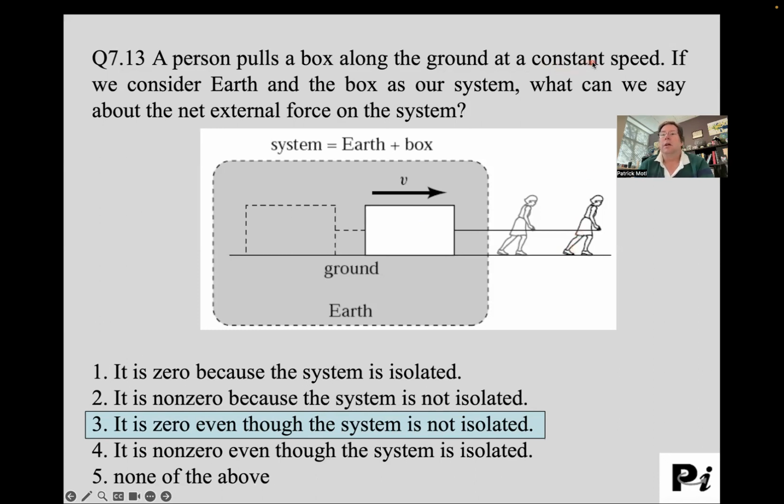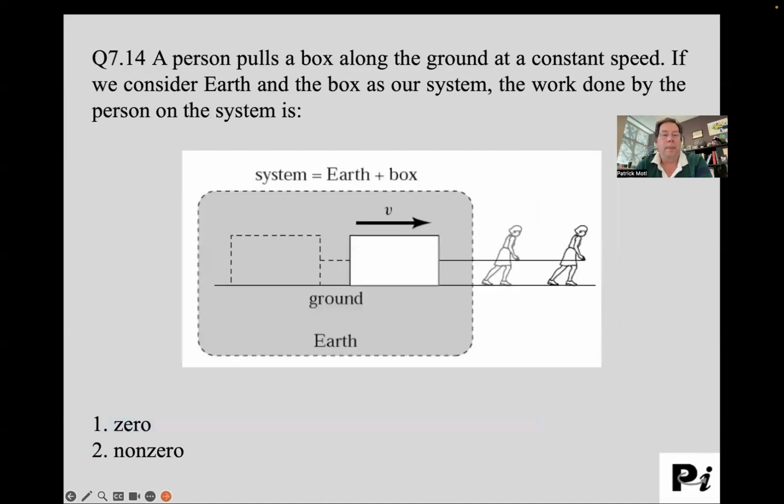Because it's at constant speed, we have Newton's first law on equilibrium. But what is also true is that, because of Newton's first law, the net force is zero, but the system is not isolated because this person is acting on the system. And we'll see why that's important in the next question.